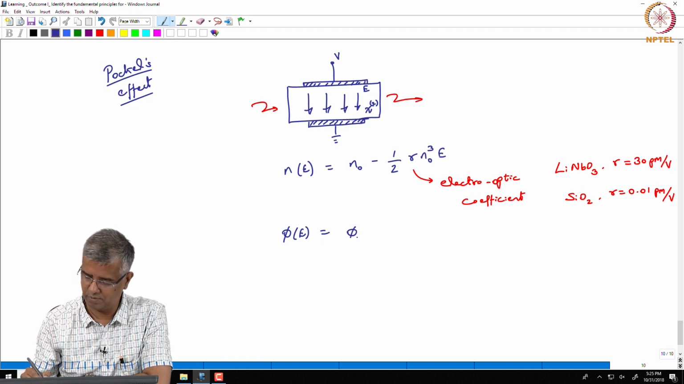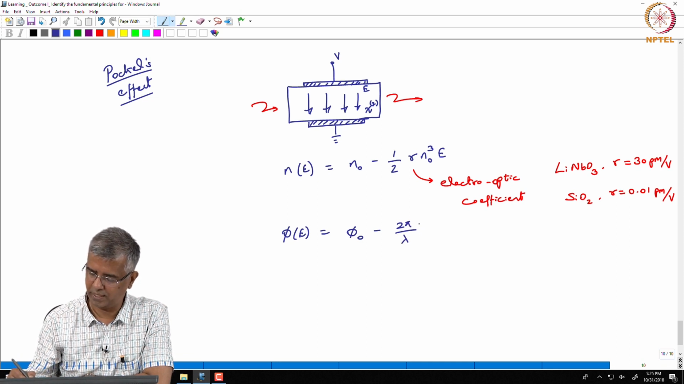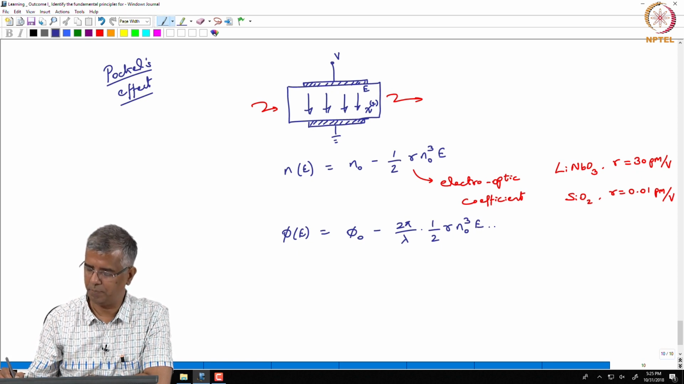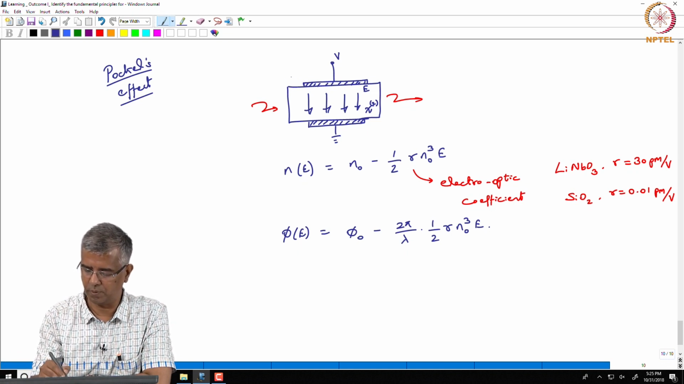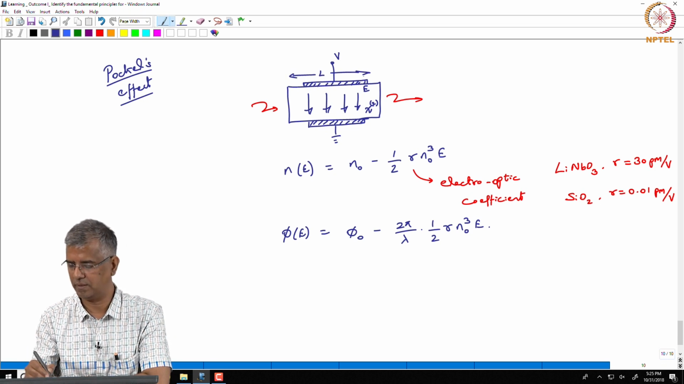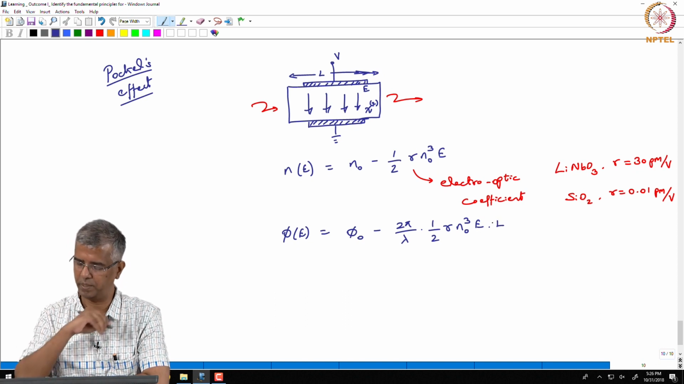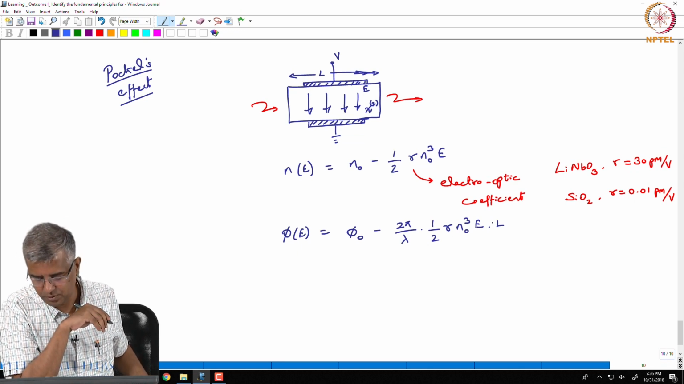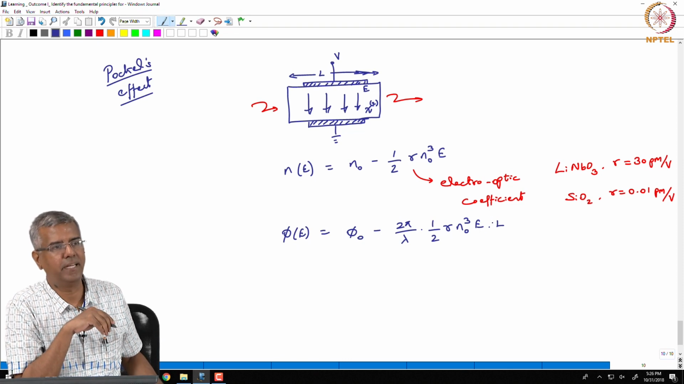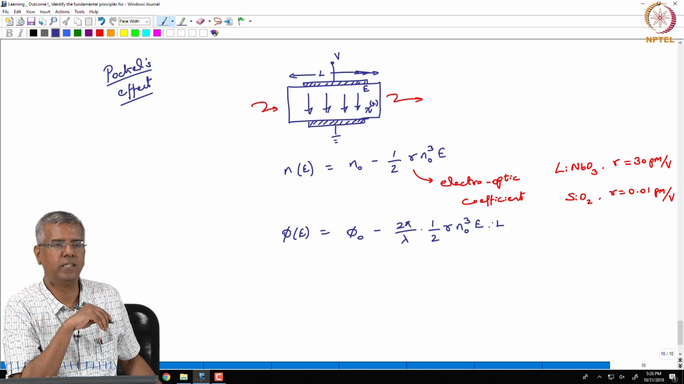So, the phase is given by phi naught minus 2 pi over lambda, times the refractive index change, which is given by 1/2 of R N naught cube E, multiplied by the propagation length. In this case, let us say the propagation length is given by L, so multiplied by L. What we are saying is that the phase of light can be manipulated using an external electric field.